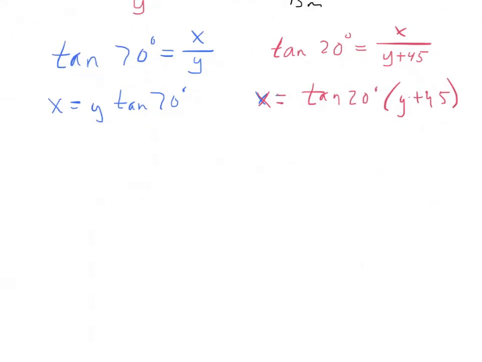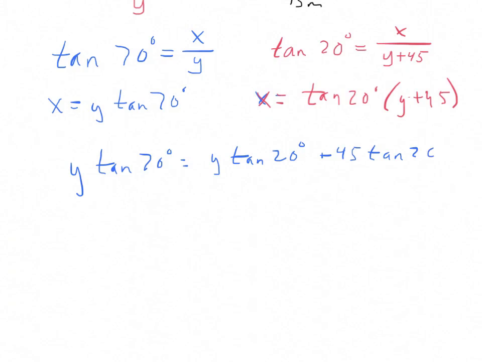Alright, so here we go with actually solving this. We'll have y tangent 70 degrees equals, and if I distribute this through, you'll have y tangent 20 degrees plus 45 times the tangent of 20 degrees. Something I like to remind people of here is your job is to solve for y. Tangent of 70 is just a number. Tangent of 20 is just a number. If this had been 3y and this had been 5y, no one would have thought twice about subtracting that over. So the idea is this thing will be brought over this way.